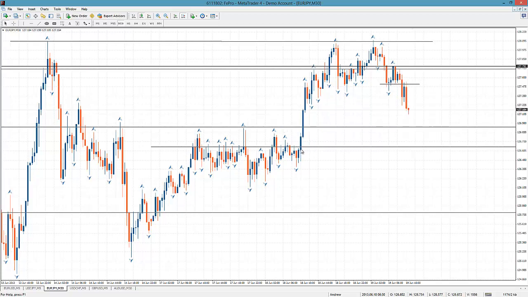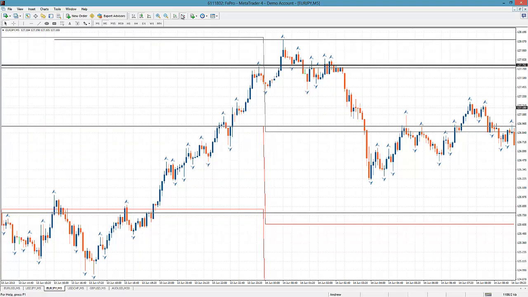So obviously, we want to note these areas of support here from the 4-hour chart. You see these wicks and then the bodies. Now, if we move to the 5-minute chart, remember, market direction is down. We've got key resistance above us. So we're looking for selling opportunities.